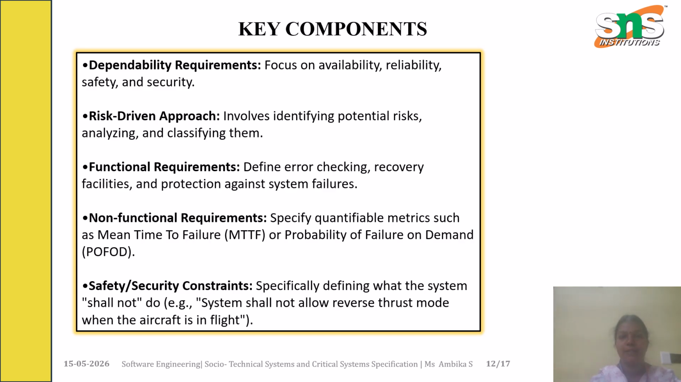Key components of critical systems. Dependability requirements mainly focus on availability, reliability, safety, and security. Risk-driven approach involves identifying the potential risks, analyzing them, and also classifying them. Next is functional requirements, which define error checking, recovery facilities, as well as protection against system failures. Non-functional requirements specify quantifiable metrics like mean time to failure or probability of failure on demand. Next is safety or security constraints. Normally they define what the system shall not do. For example, the system should not allow the reverse thrust mode when the aircraft is in flight.